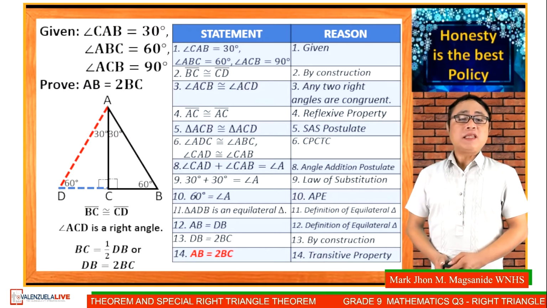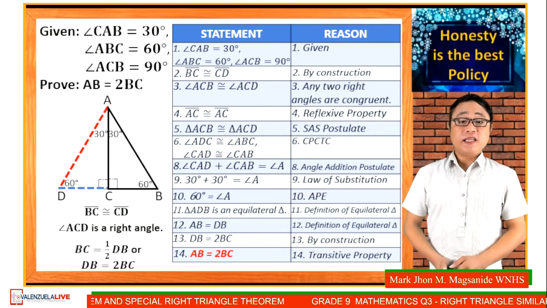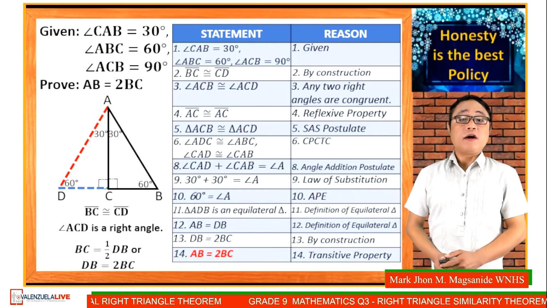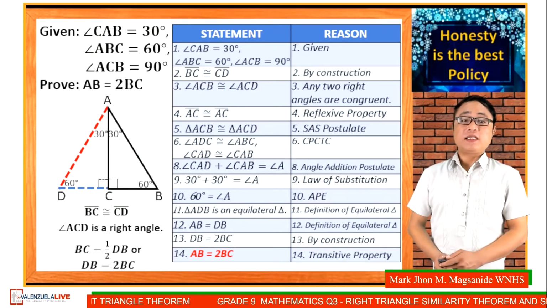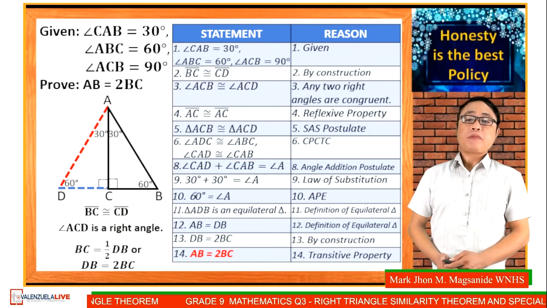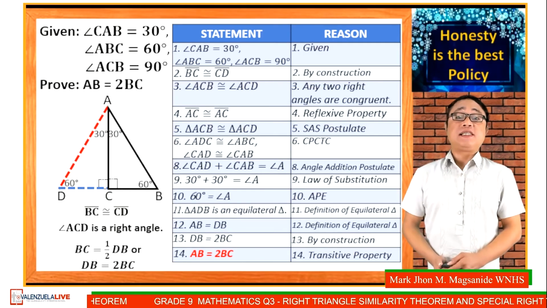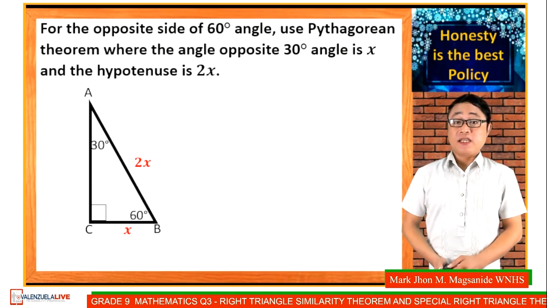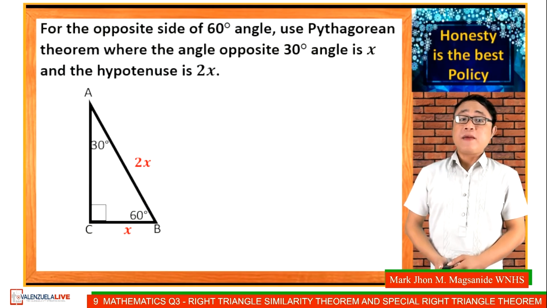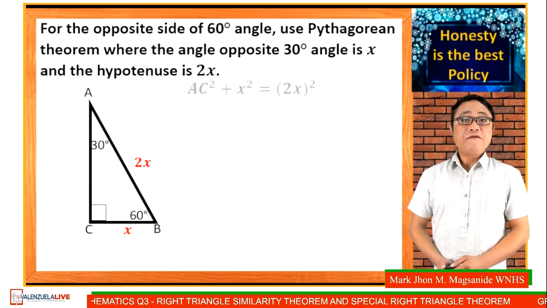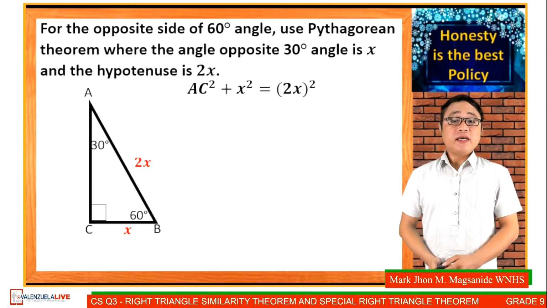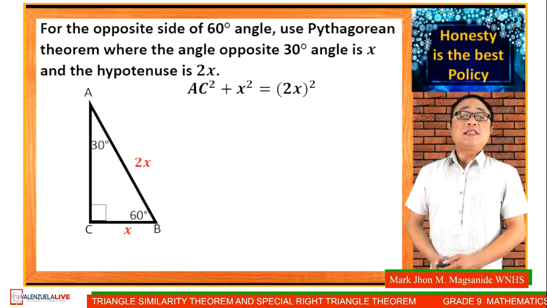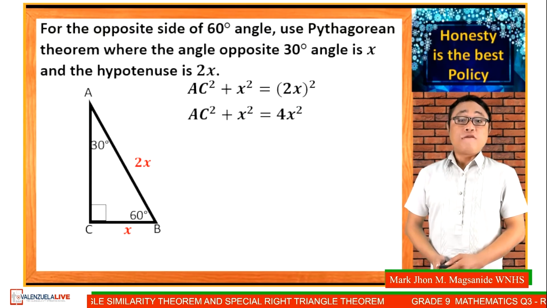Let us now prove that the length of side opposite the 60 degrees angle is square root of 3 times the length of side opposite the 30 degrees angle. For the opposite side of 60 degrees angle, use Pythagorean theorem, where the side opposite 30 degrees is x and the hypotenuse is 2x. We have AC squared plus x squared is equal to the square of 2x. The square of 2x is equal to 4x squared.